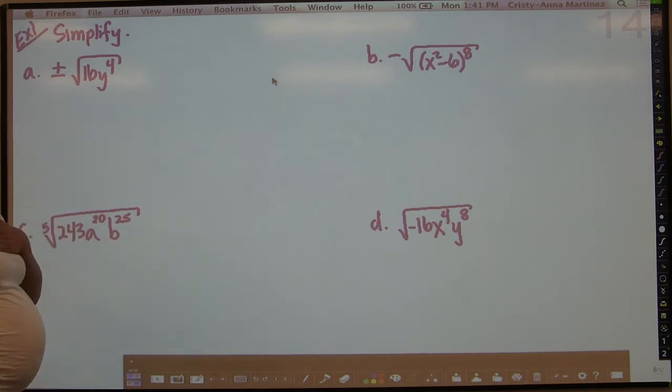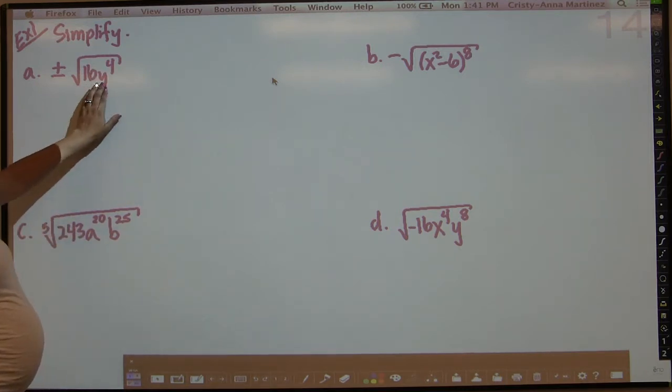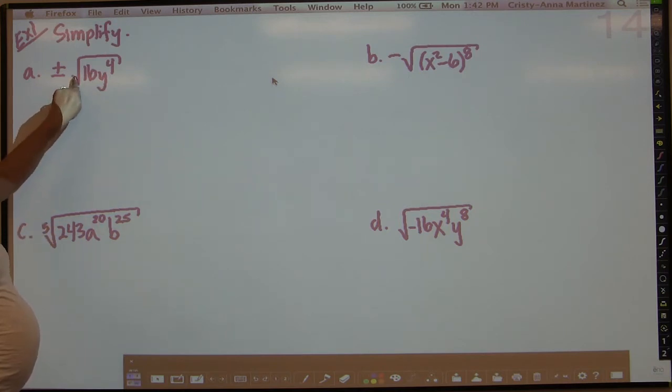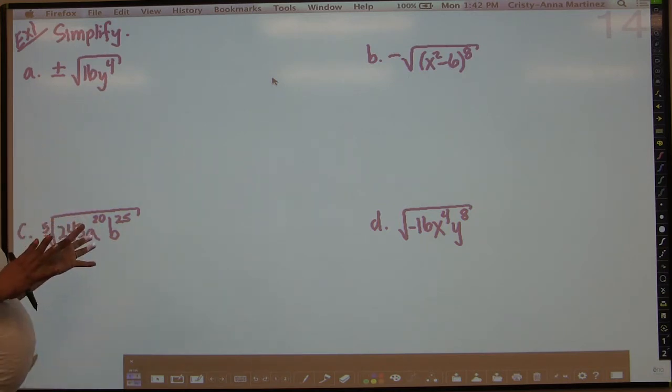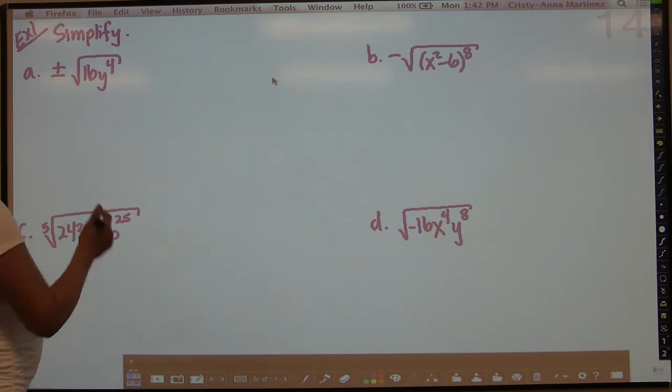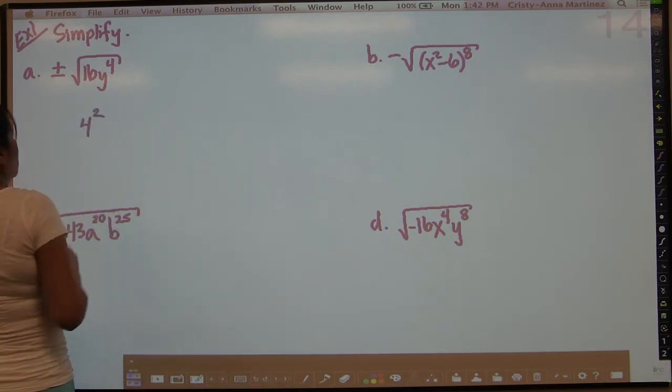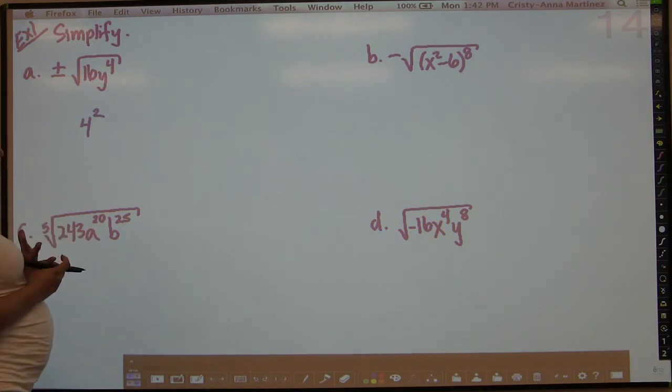Our goal is to take the radicand and rewrite it in such a way that it's with powers of 2, because the square root is a 2, and any square root will cancel with a square. So for example, we know that 16 is the same thing as 4 squared. So I'm rewriting the 16 as 4 squared.